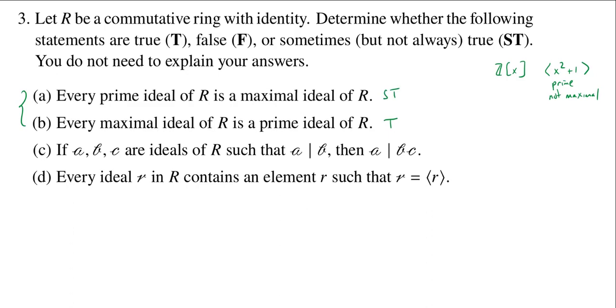All right, what about the third one? We have 3 ideals, A, B, and C, and we know that A divides B, and we want to determine, does A have to divide BC? If these were just numbers, then this would be a true statement, which suggests to us that this really should be true, and that actually is correct. This is true, and we can give a little argument for it.